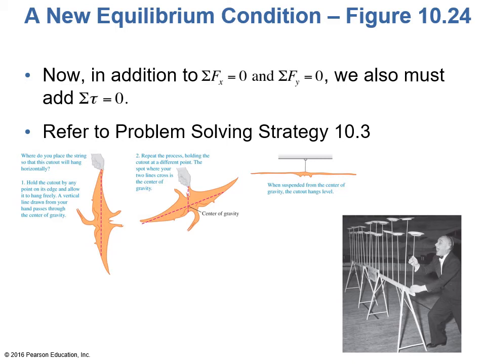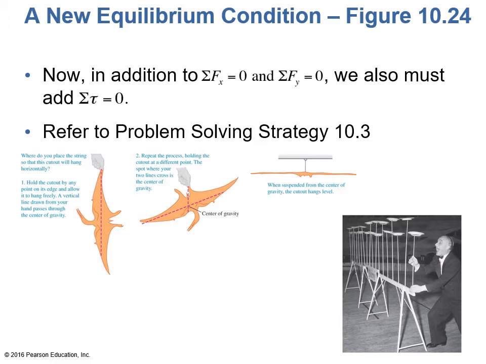Section 10.6 addresses equilibrium in a rigid body. We looked at equilibrium conditions with linear dynamics, back when we knew Newton's second law, that the sum of the forces was equal to mass times acceleration. We set an equilibrium condition to be that of constant velocity or zero velocity, so that the sum of the forces had to be equal to zero.